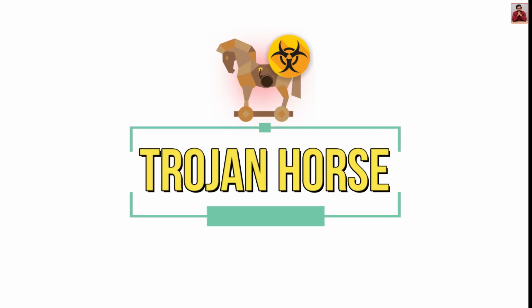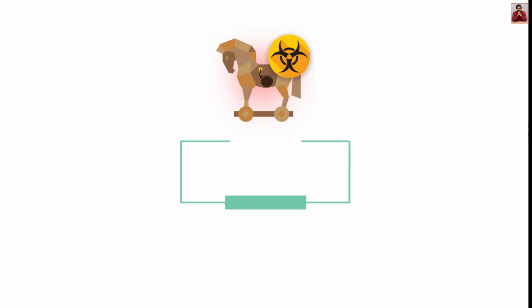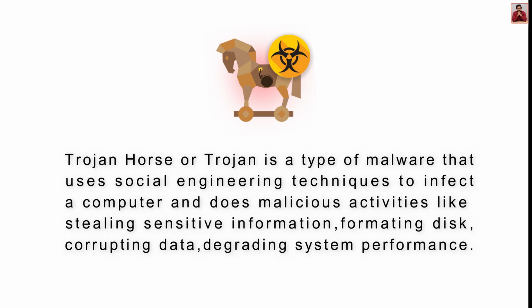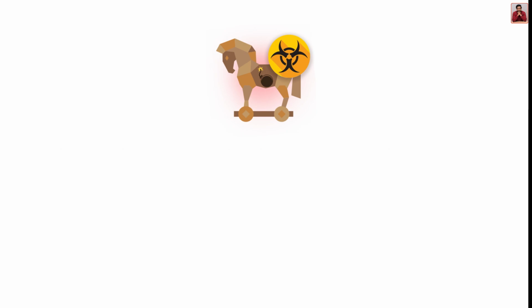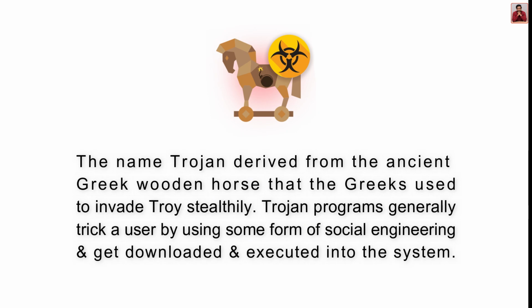Trojan Horse. A Trojan Horse, or Trojan, is a type of malware that uses social engineering techniques to infect a computer and does malicious activities like stealing sensitive information, formatting disk, corrupting data, and degrading system performance. The name Trojan is derived from the ancient Greek wooden horse that the Greeks used to invade Troy stealthily. Trojan programs generally trick a user by using some form of social engineering and get downloaded and executed on the system.